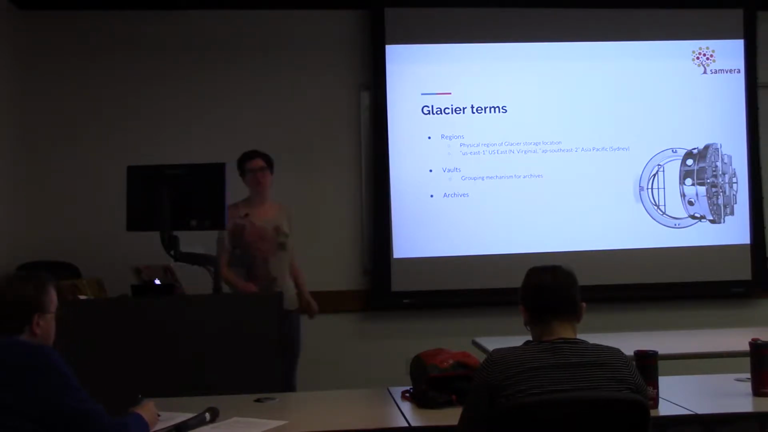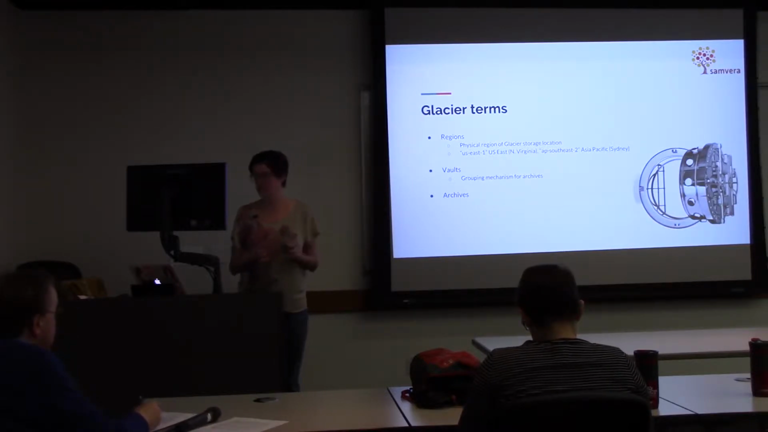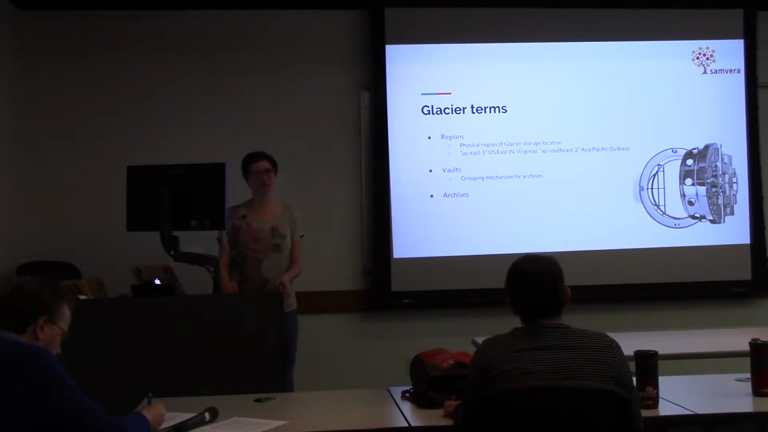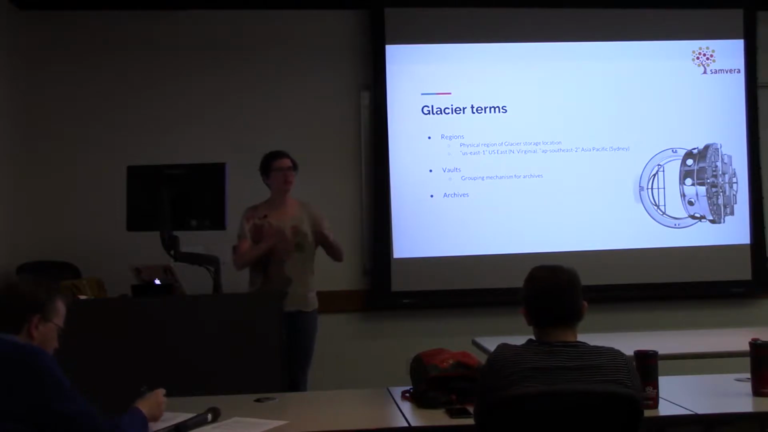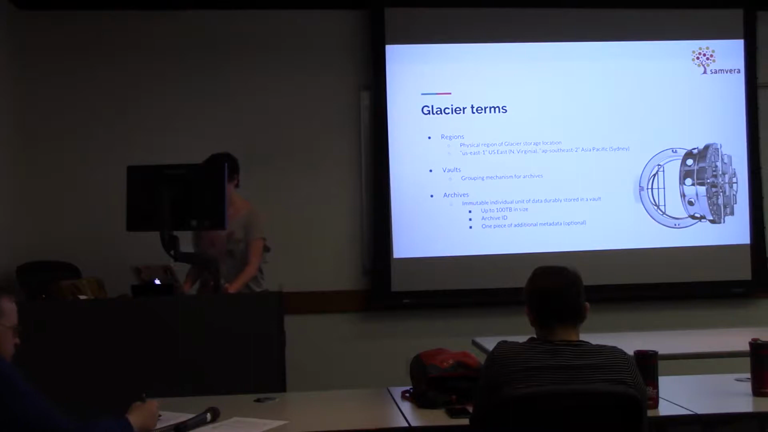There are also vaults. This is Glacier's concept of grouping things. You can think of this similar to S3 buckets or any other grouping mechanism. There's a limit of 1,000 vaults per account per region, and this is obviously in place to make sure that you don't put all of your digital assets in one physical backup location, that if God forbid something happens, it's a problem. And then we've got archives.